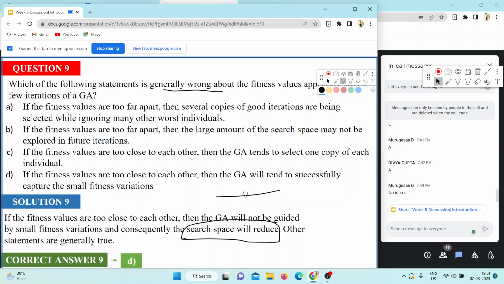If your variation is only in a particular region, and your search space is originally larger, then you are lacking the variability. So that is why this D is the wrong statement, and here we have been asked to find the wrong statement. So this D is the right answer over here. Okay, let's move on to the next question.